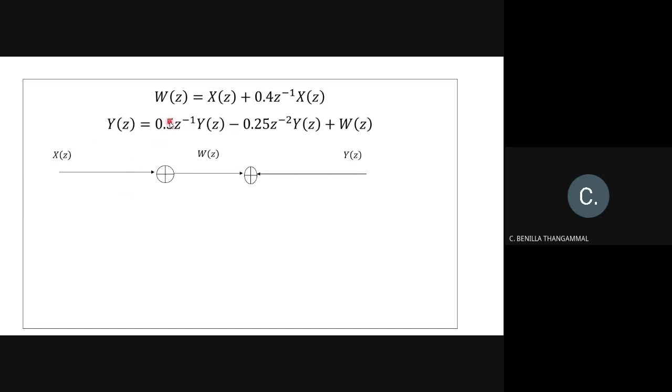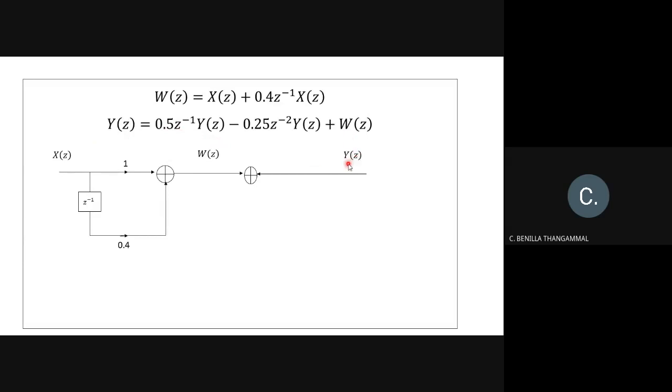Now I'll be getting the equations here. So W of z is equal to X of z, right? So this is going to be the first X of z plus 0.4 z inverse X of z. So from your X of z, I'm just taking your z inverse, and then I'm going for 1 into X of z, and 0.4 into z power minus 1. This side is over.